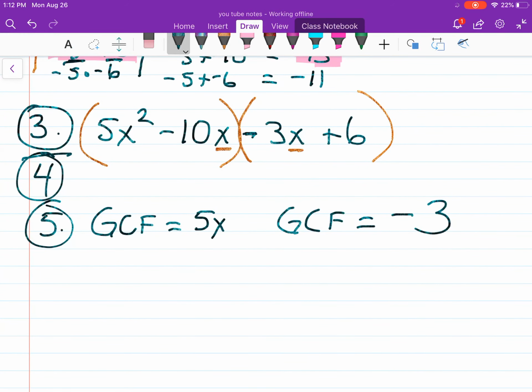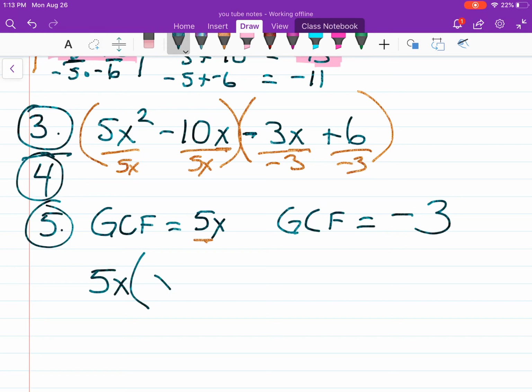All right. Working my way through that, I'm going to divide this by 5x, this by 5x. Where did I get the 5x? It's my GCF. Divide this by negative 3 and this one by negative 3. And I have the GCF out front. And then what am I left with?